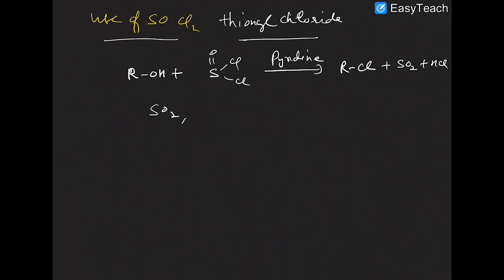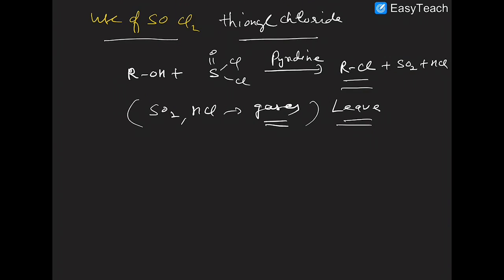Now both SO2 and HCl are gases. Gases can be easily vaporized, so they leave the system immediately. So you can get alkyl halide as one of the products here. Are you sure about that? And I told you already that it follows the SNi mechanism, which I will discuss later on.